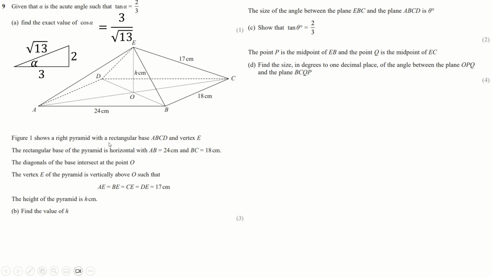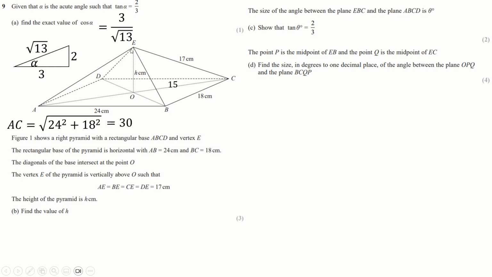Anyway, we've got a pyramid with a rectangular base. They want us to find the value of h. This is nice and straightforward. This length here from A to C: because it's a right-angled base, if you look from above it's just a rectangle. So A to C is just the square root of this squared plus this squared by Pythagoras, which is this. So that's A to C, which means O to C is just half of that, which is just 15.